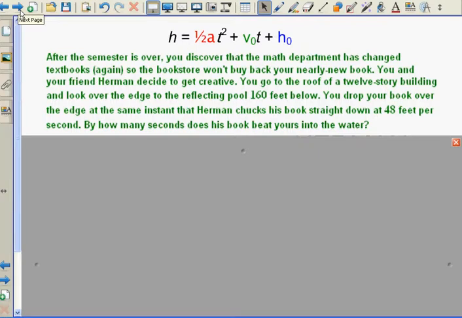So in this example, it says that after the semester is over, you discover that the math department has changed textbooks again, so the bookstore won't buy back your nearly new book. And I know we don't do that here at this school, but you may do that in college where you have to buy a textbook for a class, and then at the end of the semester, you can usually sell that textbook back to get some money back, but not always. Sometimes they don't want the book back. So that's what's happening here. You discover that the math department has changed the textbook and they don't want any books back. So now you're stuck with this book. And of course you don't want it.